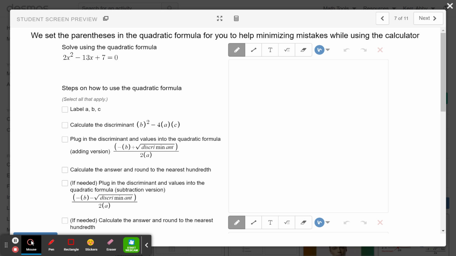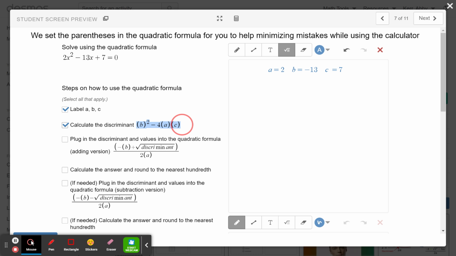So the first step you want to do is label. So a equals 2, b equals negative 13, and then c equals 7. So use the math type. Also it says calculate the discriminant. The discriminant is b squared minus 4ac.